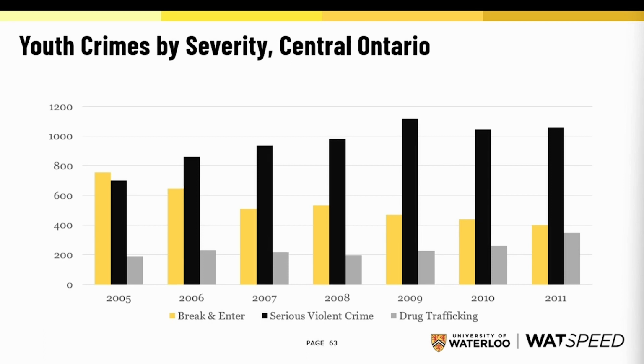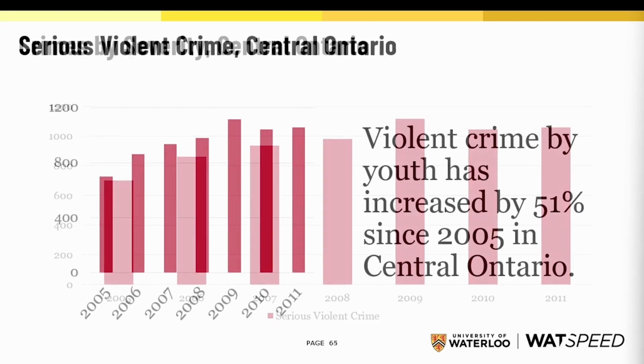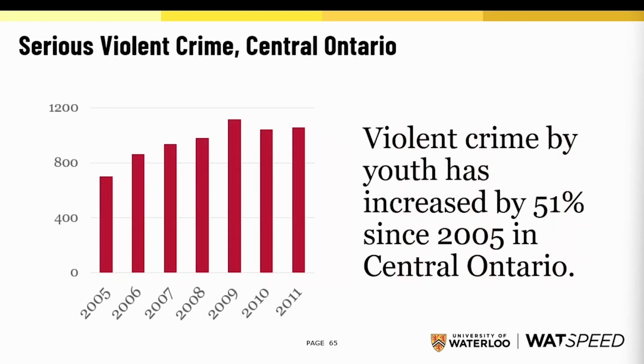So if we remove those, we're left with this bar chart. Now, since it's only serious violent crime that we're reporting on, we could take serious violent crime, put it in the title in Central Ontario, and add an annotation beside our slide to communicate our point.